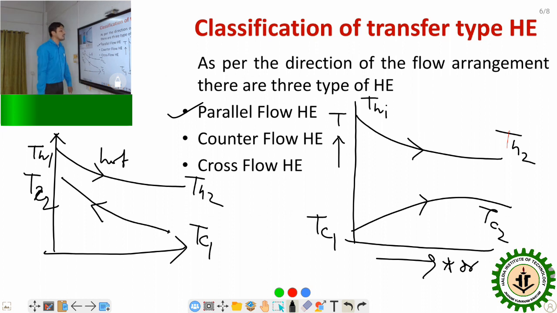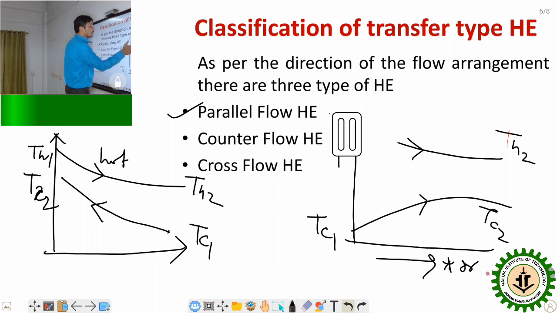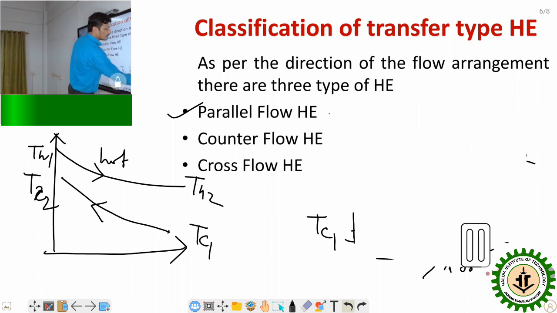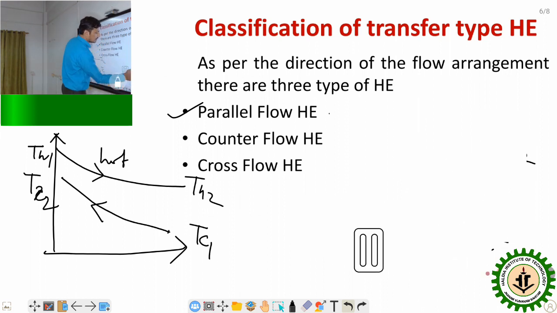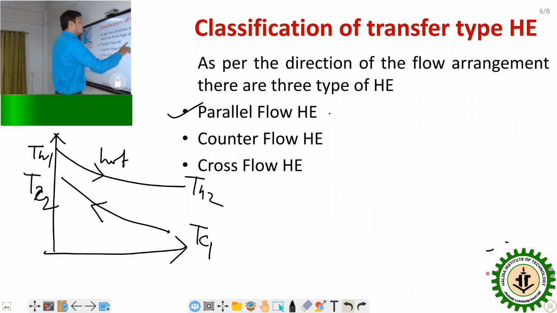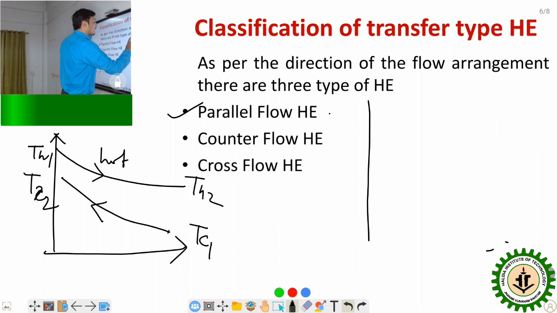And next one is the cross flow heat exchanger. In cross flow, as the name suggests, they cross each other, meaning they are orthogonal to each other. The flow arrangement would be just like that.